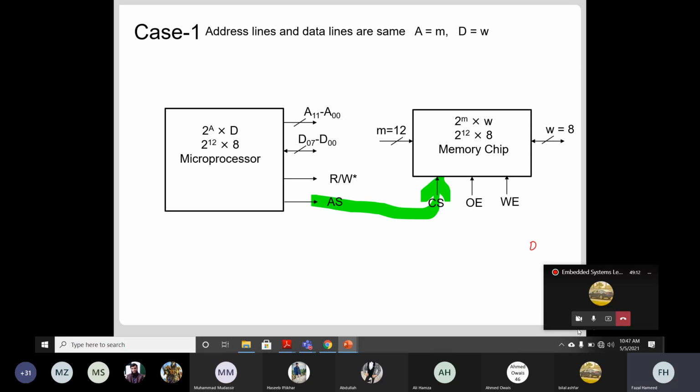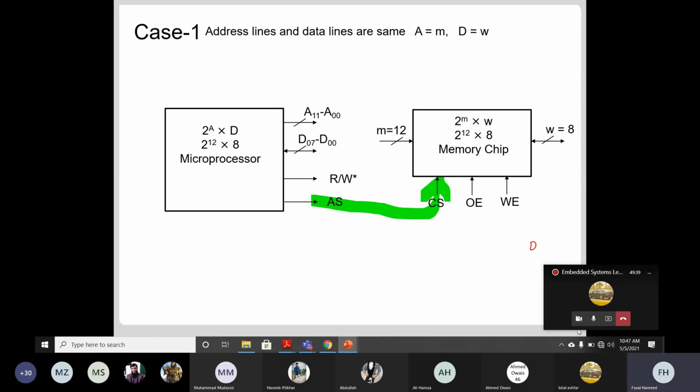Did you understand or not, beta? Yes sir. What does address strobe imply? Sir, if address strobe is 1, then chip select will also be 1, so it will perform. Perform. When address strobe is 0, what does it imply? It doesn't perform. So it means the microprocessor does not need any data.